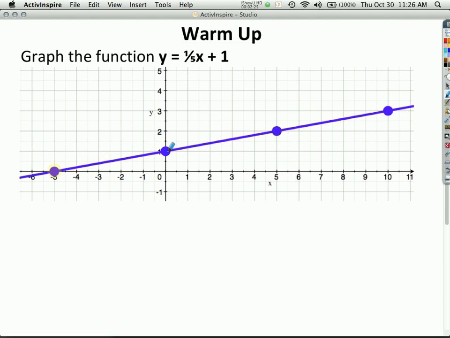And then it should cross the y-axis at 1. If both of those things are true, then you can mark yours correct. If it's not true, then unfortunately it is incorrect.